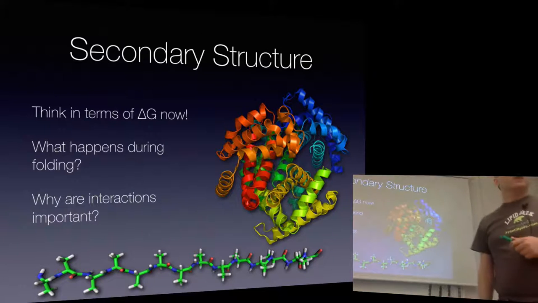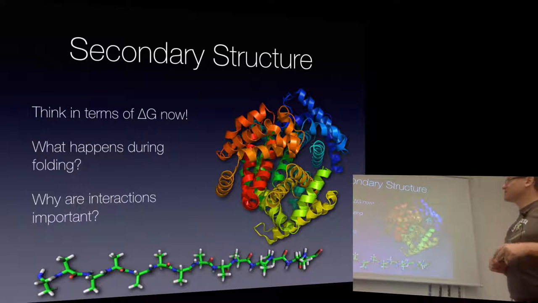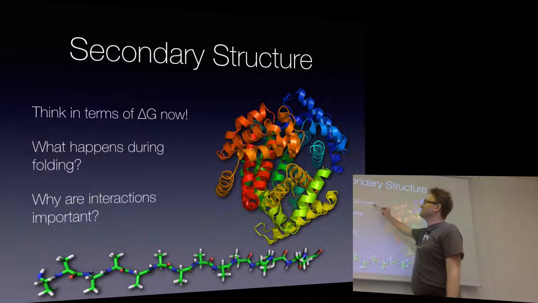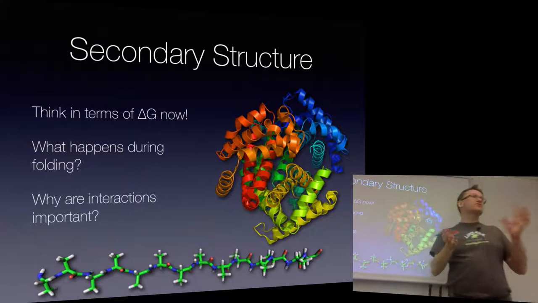So we're going to go back to secondary structure now. You probably know the secondary structure, but we're going to try to think in slightly different ways. We should try to identify the delta G components of these secondary structures. We will try to think what happens during folding and why specific interactions or entropy are important.